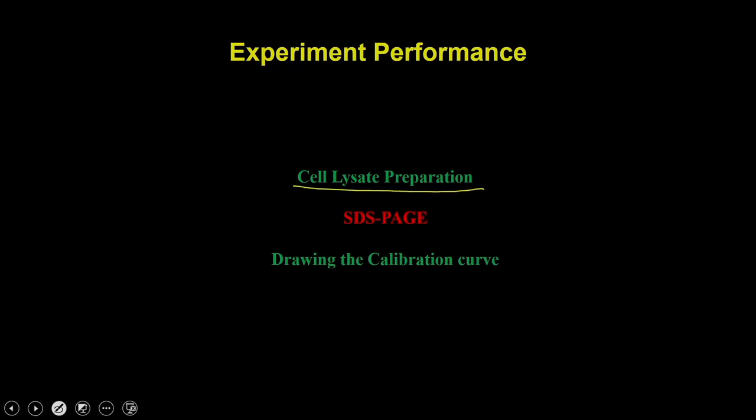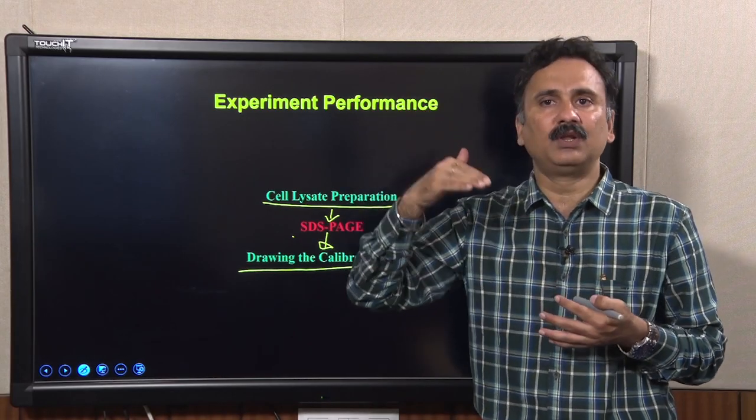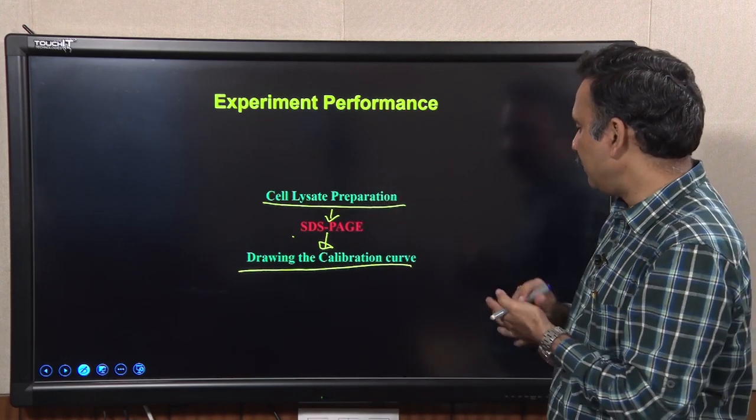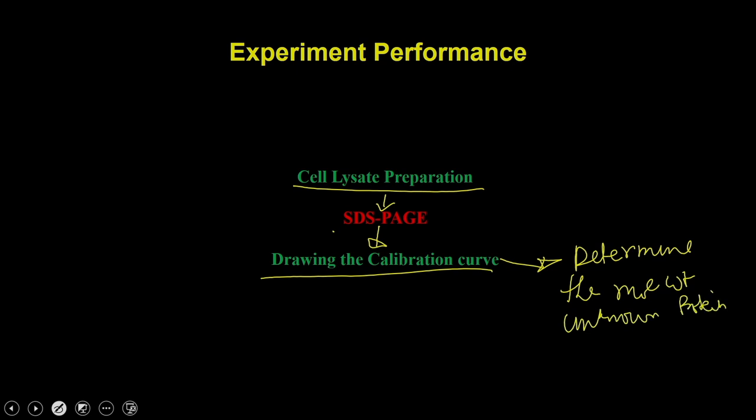First you have to prepare the cell lysate, then perform the SDS PAGE, and once you are done with the SDS PAGE, you can draw a calibration curve. The calibration curve is to see how the gel is resolving the different molecular weights of proteins. That calibration curve can be used to determine the molecular weight of the unknown protein. Let's see how to do that.